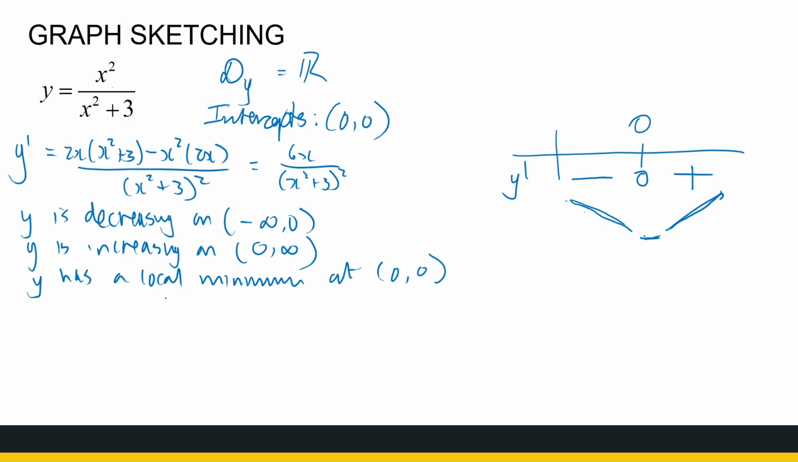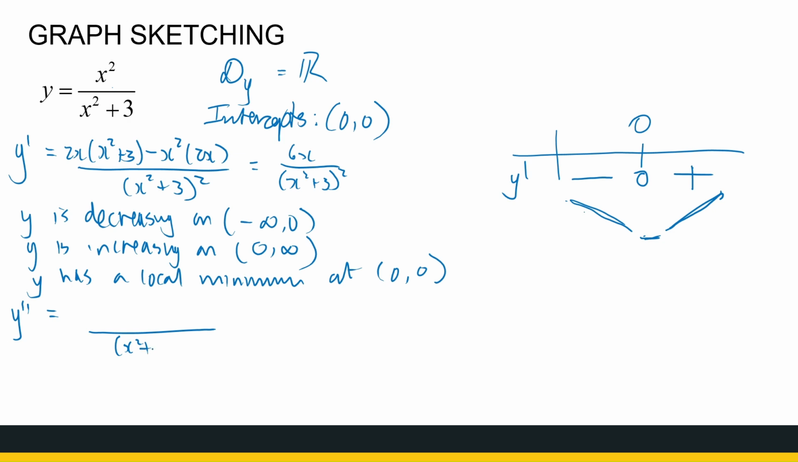Whether you use the word local minimum or relative, it means the same thing. All right, so that's the first bunch of information I get from my derivative. Now my second derivative talks about concavity of the graph. The second derivative we need to find, we're going to have to use the quotient rule again.